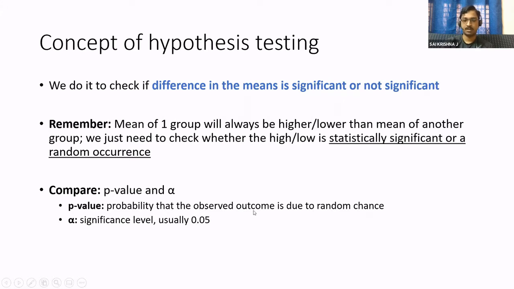The observed outcome is the reduction in the average weight from 90 kgs to 85 kgs. So what is the probability that this reduction in the weight is due to random chance? That is what we define as the p-value.